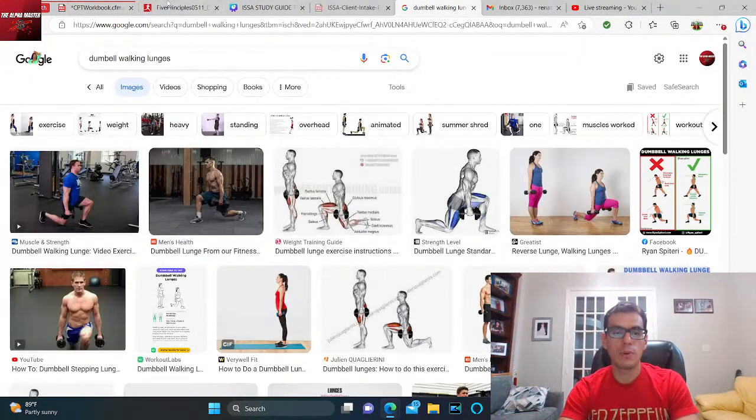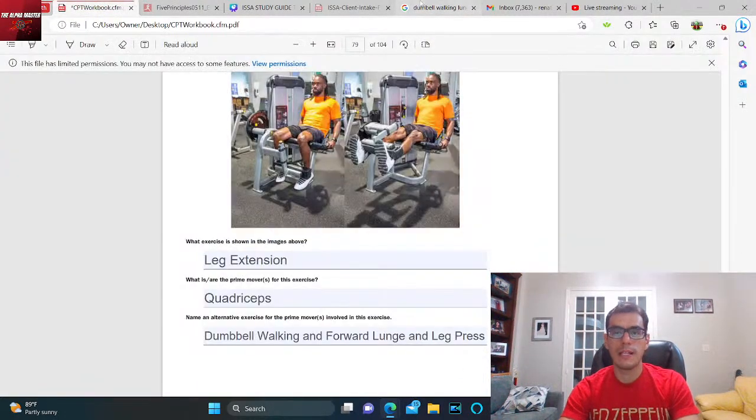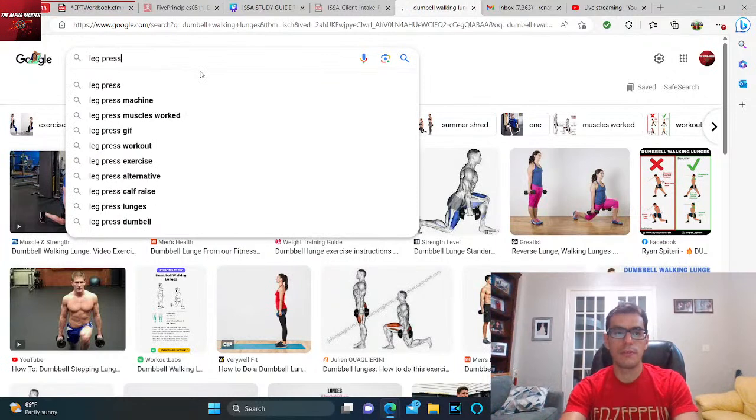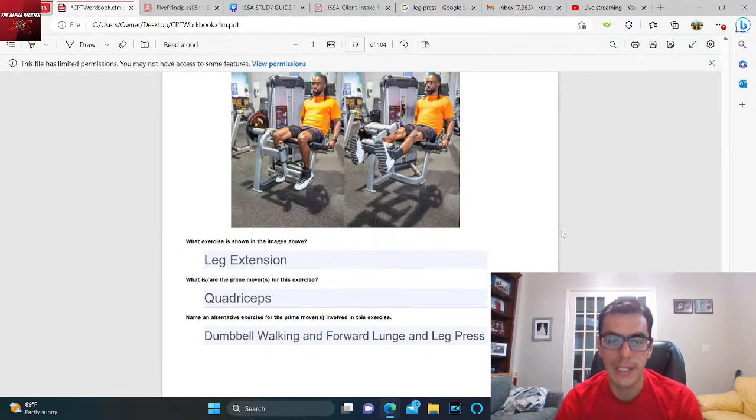The dumbbell walking and forward lunge and the leg press right here. It also works the quadriceps. The leg extension works the quadriceps as a prime mover, and an alternative exercise for the prime movers involved in this exercise is going to be the dumbbell walking and forward lunge and the leg press.